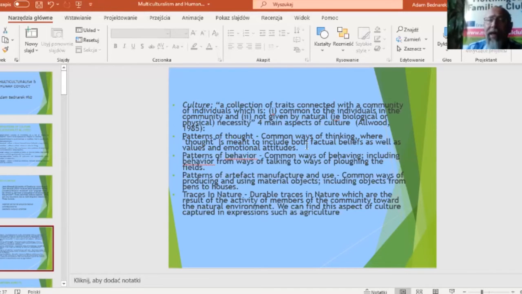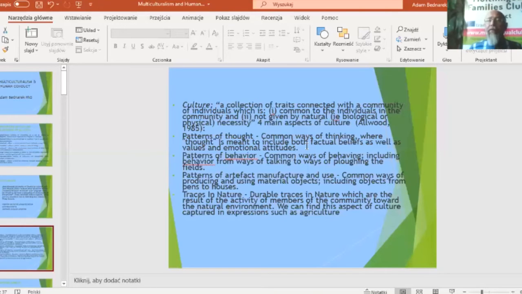Then we have patterns of behavior. So the way that we behave, what is considered to be proper behavior, what is considered to be improper behavior in a certain culture. Going from the way that people would use or eat food or use utensils, right? And that is a certain pattern of behavior.